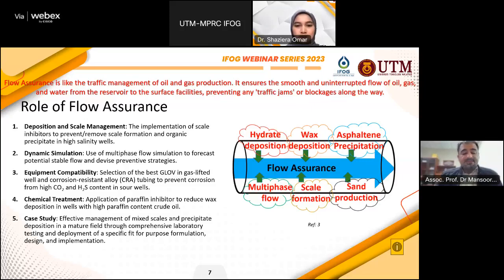As for chemical treatment, consider wells producing crude oil with high paraffin content. This is much more severe in fields where wax will be precipitated. These wells are prone to wax deposition, which can block the flow of hydrocarbon. Here, flow assurance can help by introducing paraffin inhibitors that significantly reduce the deposition and maintain the oil flow. Our discussion about flow assurance in enhancing production will be more enlightening with a specific example in the next slides.